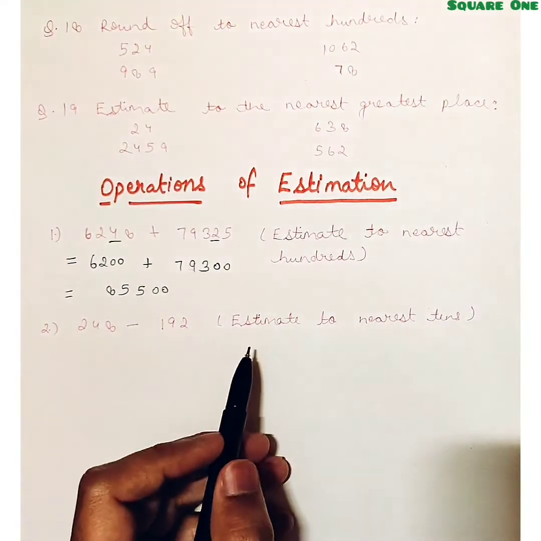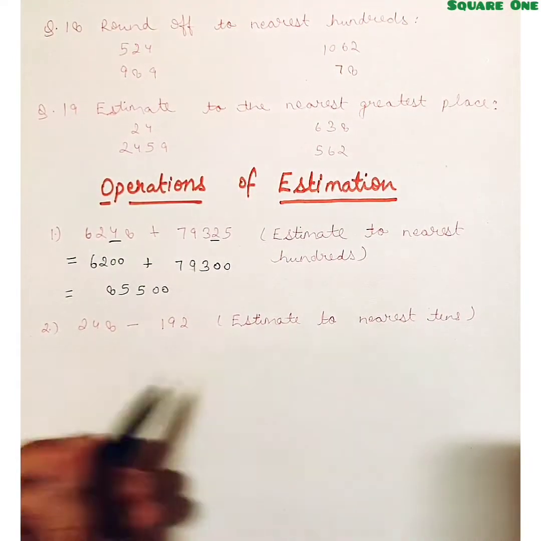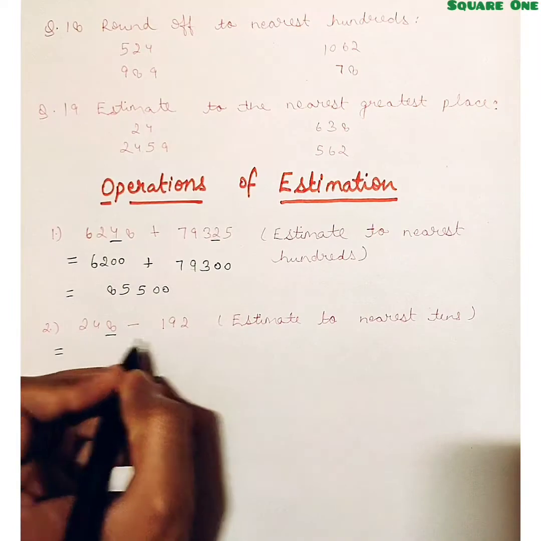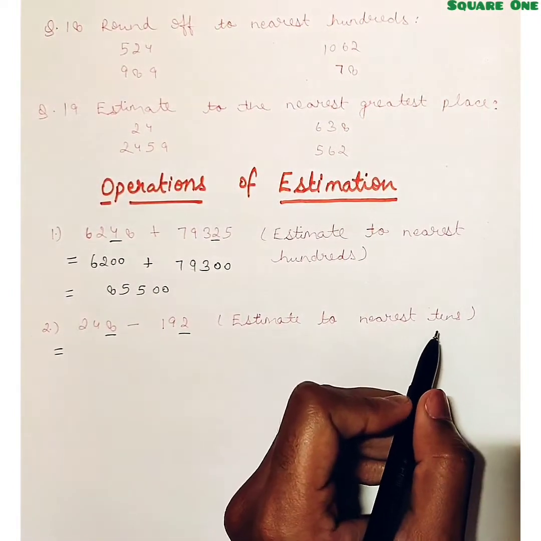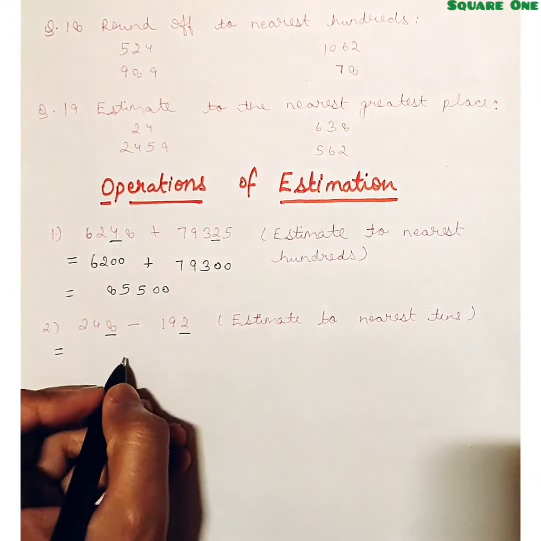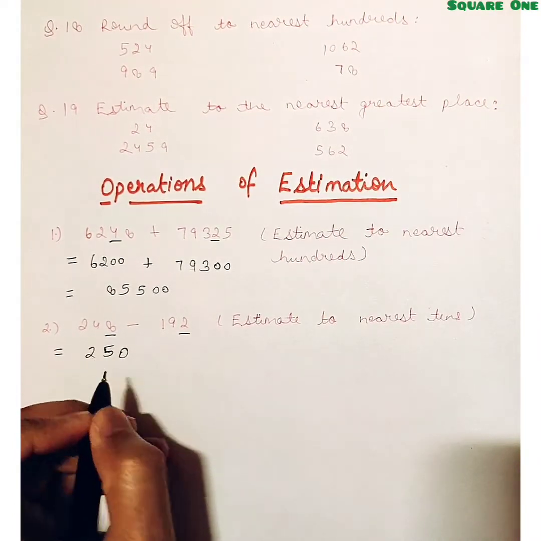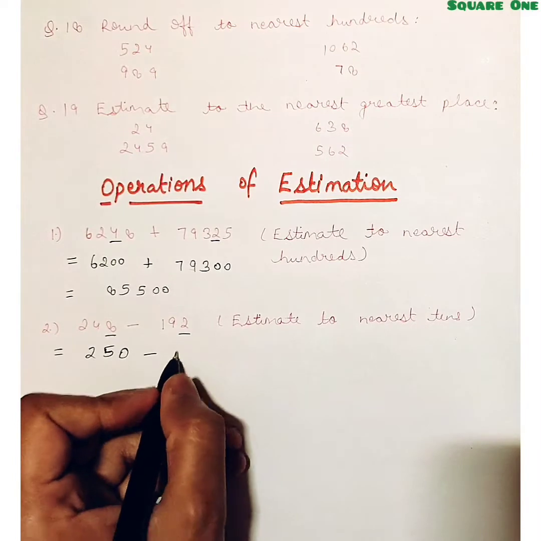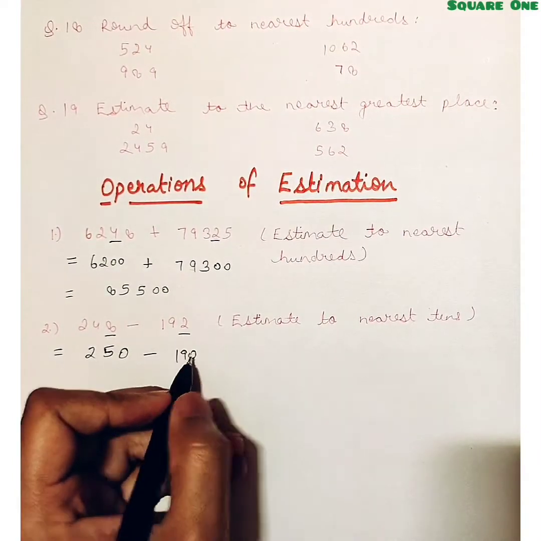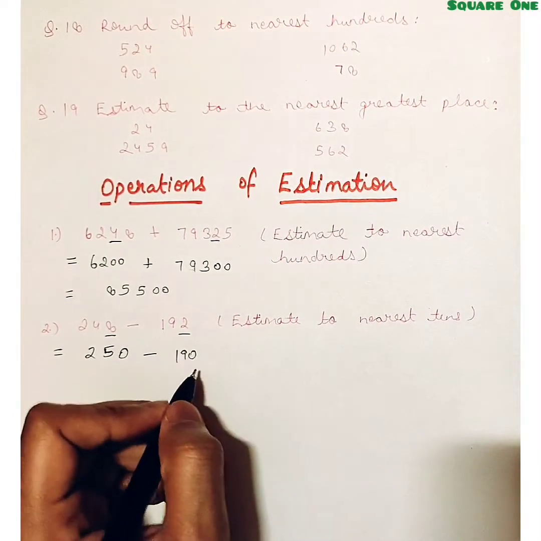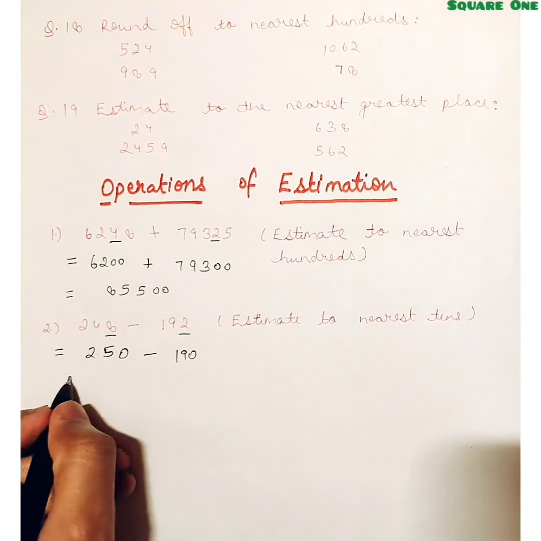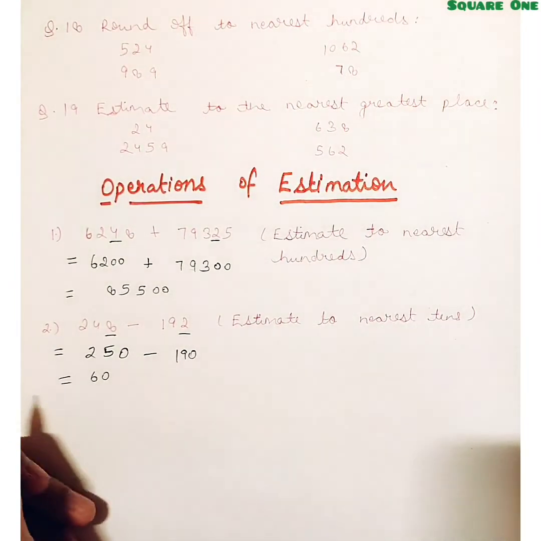You have to estimate the solution to the nearest tens. In this question, we will look at the ones digit. We are asked to estimate to the nearest tens. 8 becomes 0 and 1 is added to 4. So it becomes 5 and the answer is 250 minus 190. 2 becomes 0. Digit on the left remains the same. Okay. The solution will then be 60.